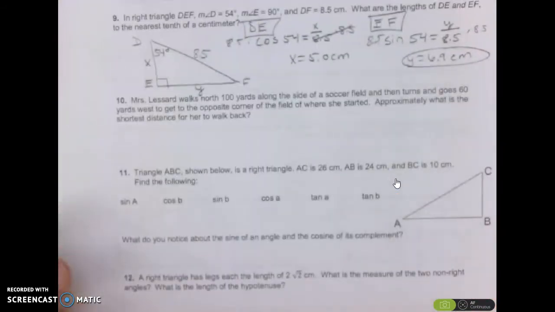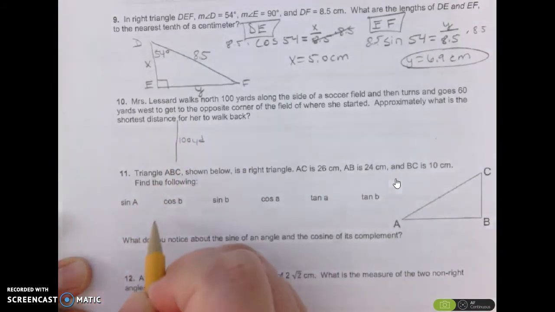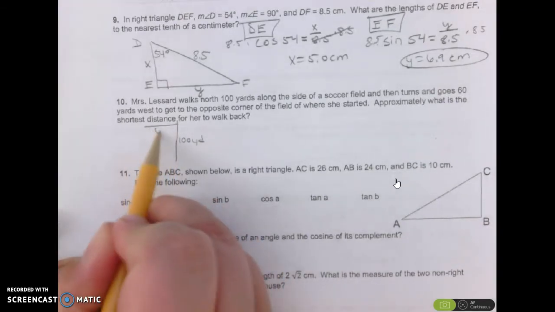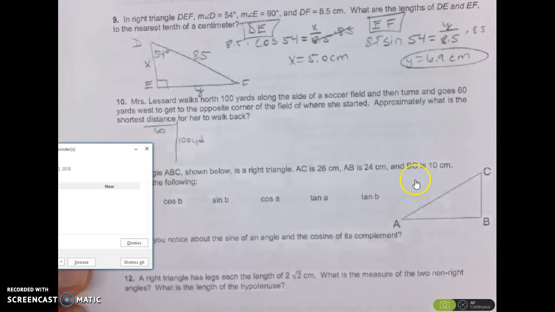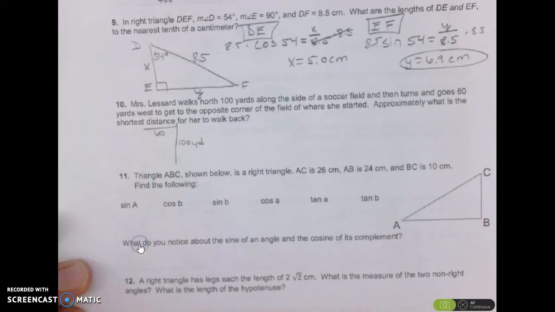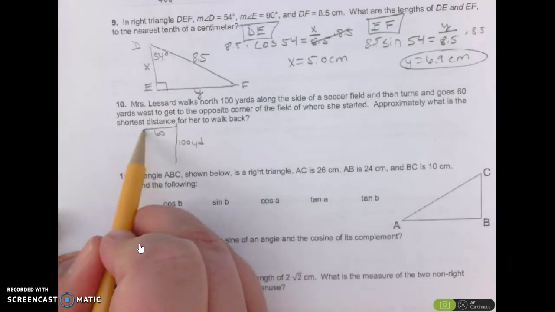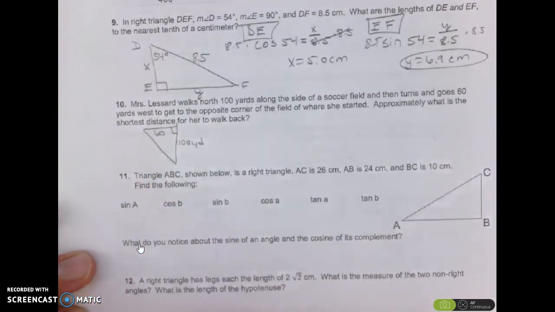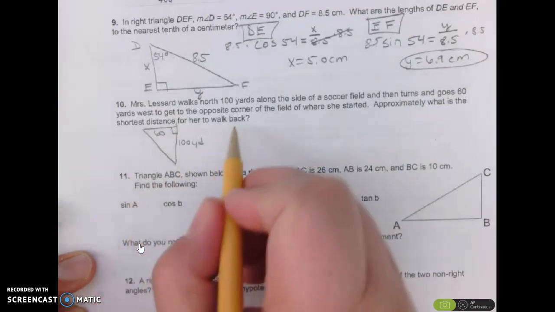Number 10, Mrs. Lassard walks north 100 yards. Okay, and then she turns and goes 60 yards west to get to the opposite corner of the field where she started. What's the shortest distance for her to walk back? The shortest distance between two points is a straight line, which is the hypotenuse of this triangle. So I have two sides in a right triangle, and I'm looking for the third, so I can use the Pythagorean theorem.